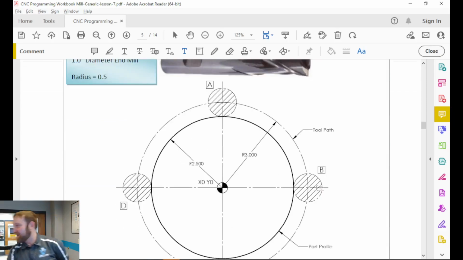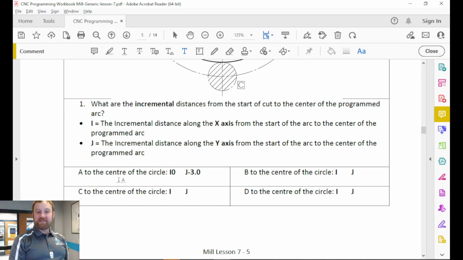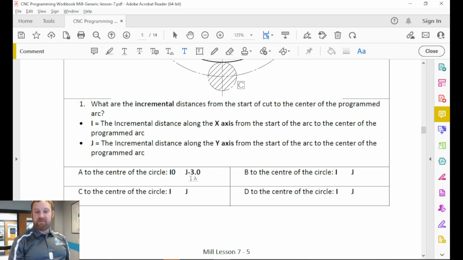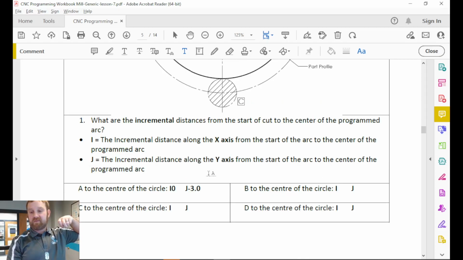Next page is the I's and the J's. So the next 4 of you get the challenging stuff, what I consider the challenging stuff. So A to the center of the circle, the I, there is no X, it's lined up straight above it in X. So it's an I 0. But from the A to the center is negative 3 inches. So it's a J negative 3 for the J there, because it's in the Y direction, negative 3 inches. Make sense? Okay. Take the next couple minutes and get the I or the J for B, C, and D.